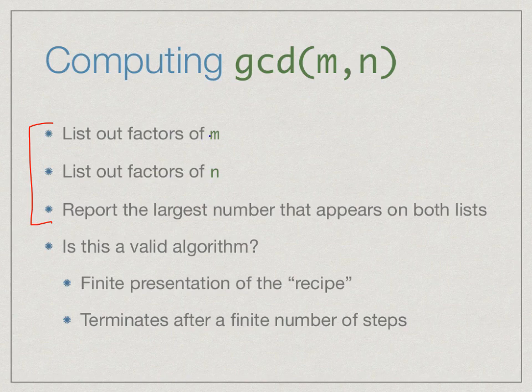The other requirement of an algorithm is that we must get the answer after a finite number of steps. Now this finite number of steps may be different for different values of m and n. You can imagine that if you have a very small number for m, there are not many factors. If you have a very large number for m, you might have many factors. So the process of listing out the factors of m and n may take a long time. However, we want to be guaranteed that this process will always end. And then having done this, we will always be able to find the largest number that appears in both lists.